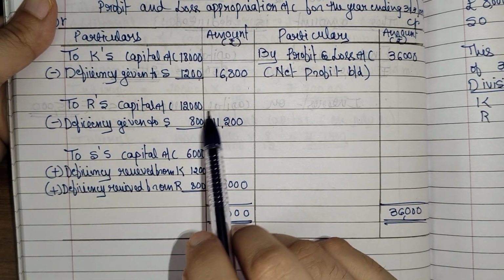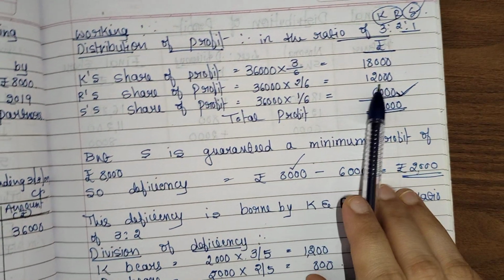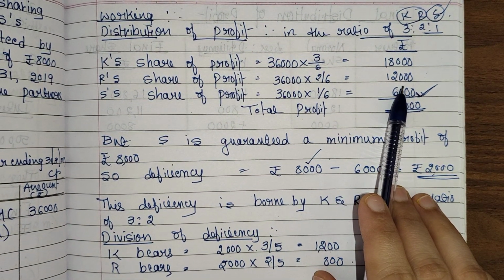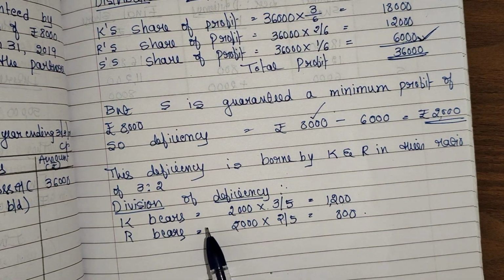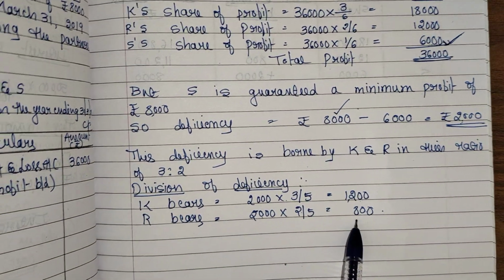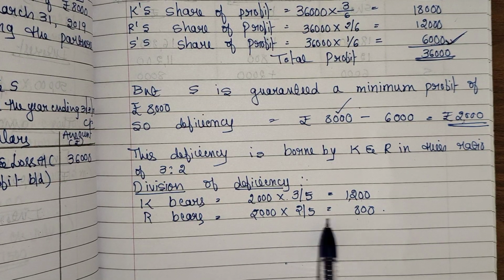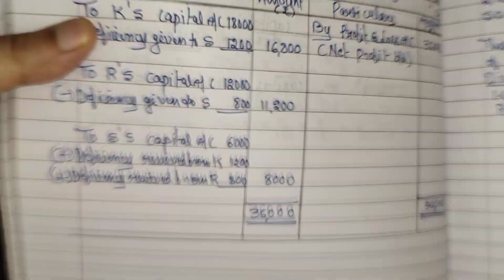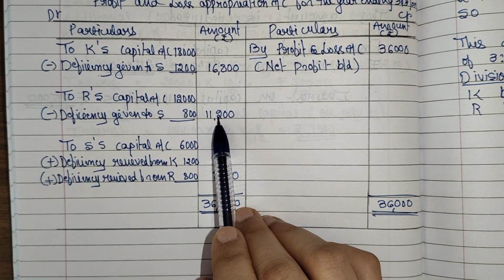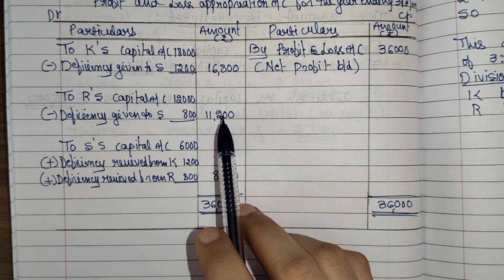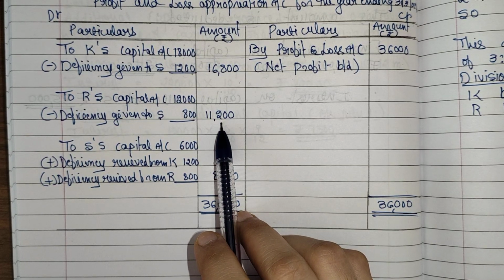Now to R's capital. R's share of profit is 12,000 as per the profit sharing ratio. R bears to S 800, that is 2,000 into 2 by 5, 800. So write down 800. So R's total share of profit is 11,200.